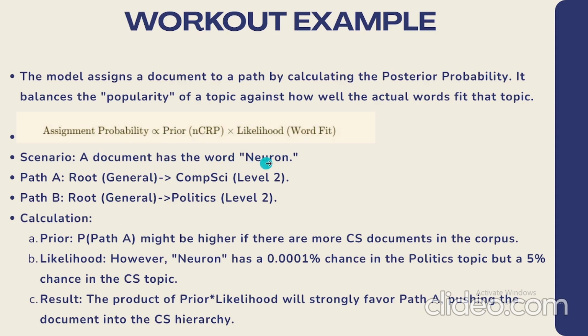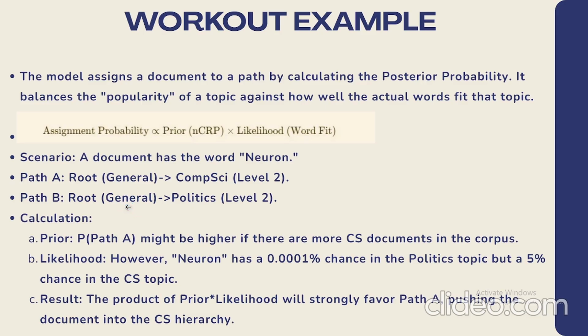Consider we have the word neuron. We have two possible paths. Path A goes from general to computer science. General is at level 1, or level 0 we can say, and computer science is at level 2. The second path also starts with general. In general, normally we have words which are common in all the documents.